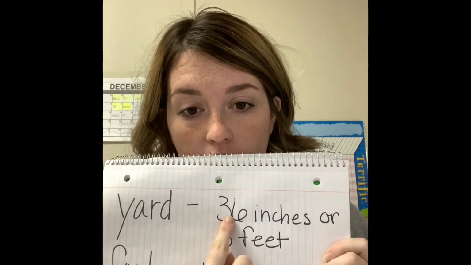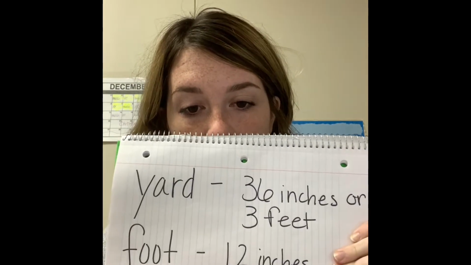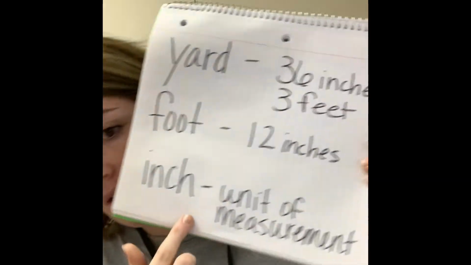Hey guys, I'm going to go over our lesson for Alpha Plus Math, 3.GM.2.4. We're looking at measurement tools this week, measurement tools like a yard, a foot, or an inch. A yard is 36 inches or 3 feet in length. A foot is 12 inches, and an inch is a unit of measurement.